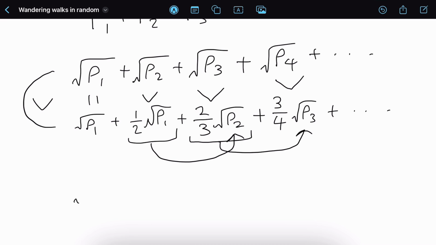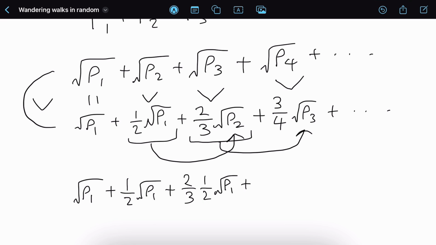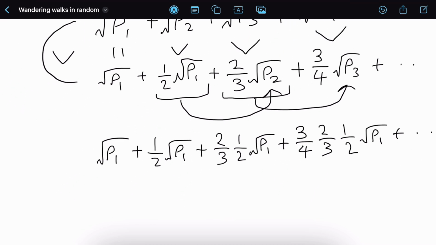So what we will get is square root of p sub 1 plus, if we substitute that in, we just get this, and substitute that in, we just get, substitute this term into here, we just get this, and this also continues. And now we can factorize square root of p sub 1 out, then write everything that is left here.